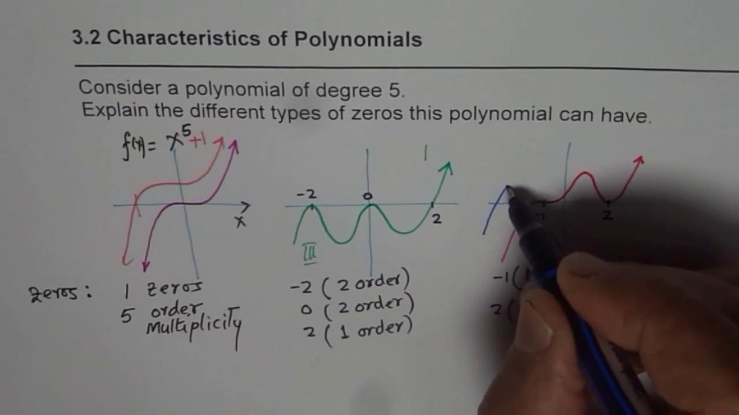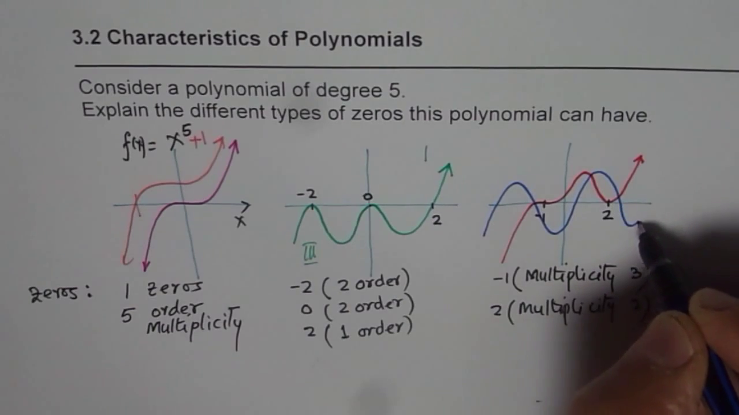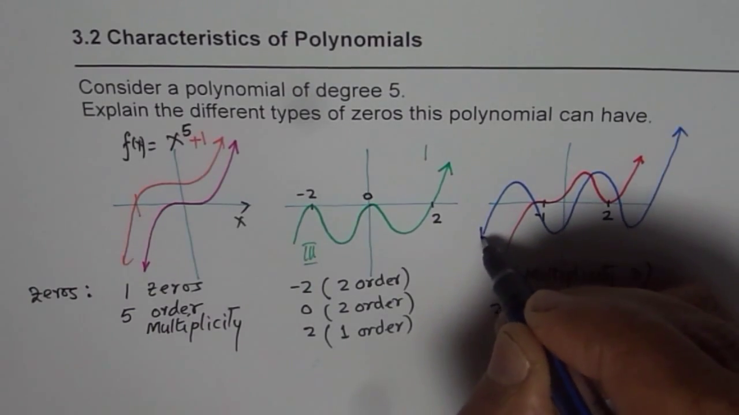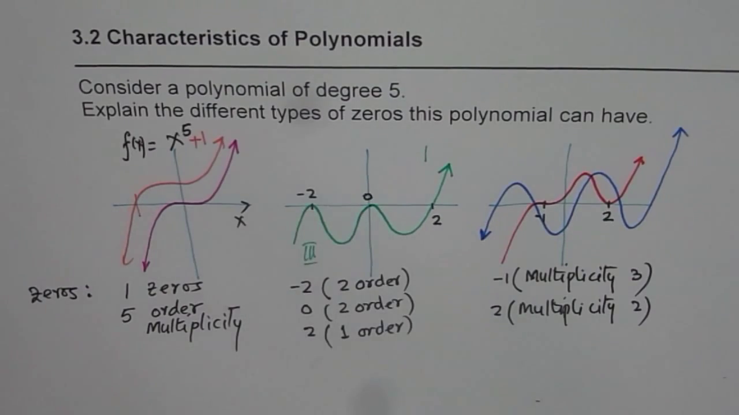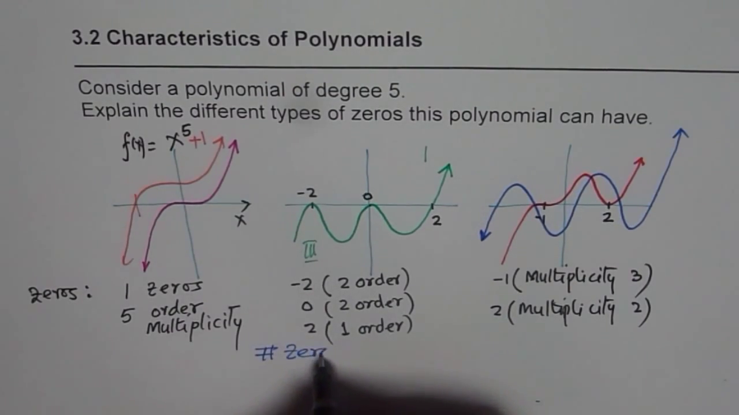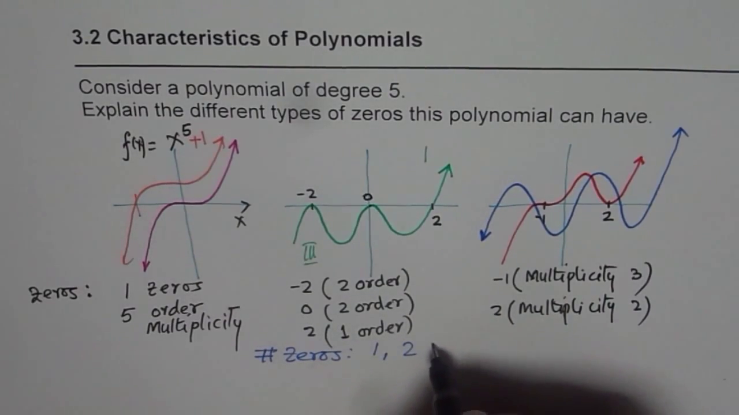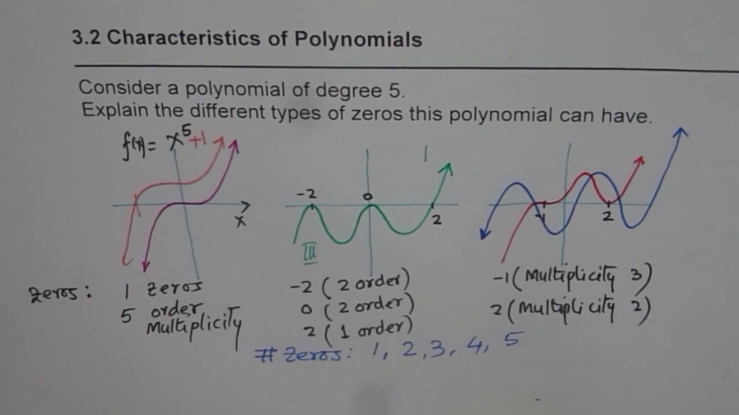So we could have a graph going like this, 1, 2, 3, 4, and 5, correct? So that is the maximum number of zeros a degree 5 polynomial can have, correct? So what we really find is that the number of zeros will be how much? Number of zeros could be 1. They have to have at least 1, 2, 3, 4, or 5 zeros, right? And what you also learn here is that the multiplicity of the zeros could be different, right? So it could be 1, 2, 3, 4, or 5.